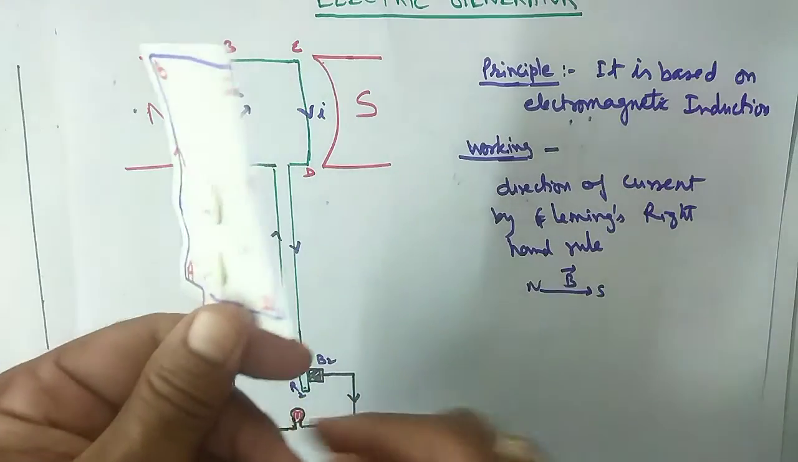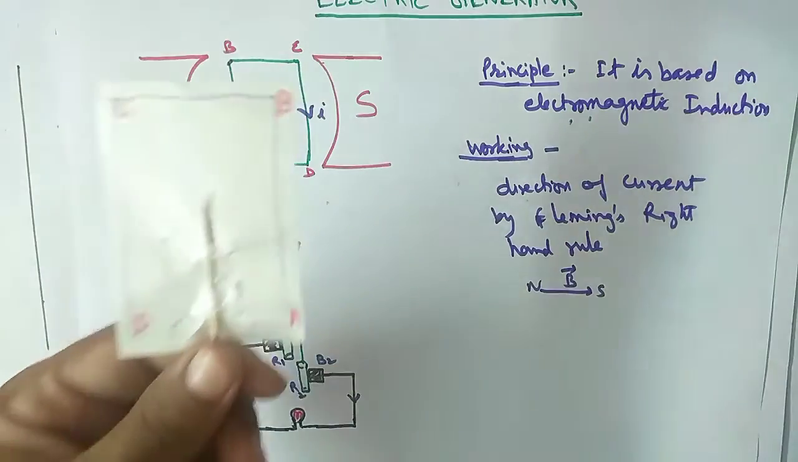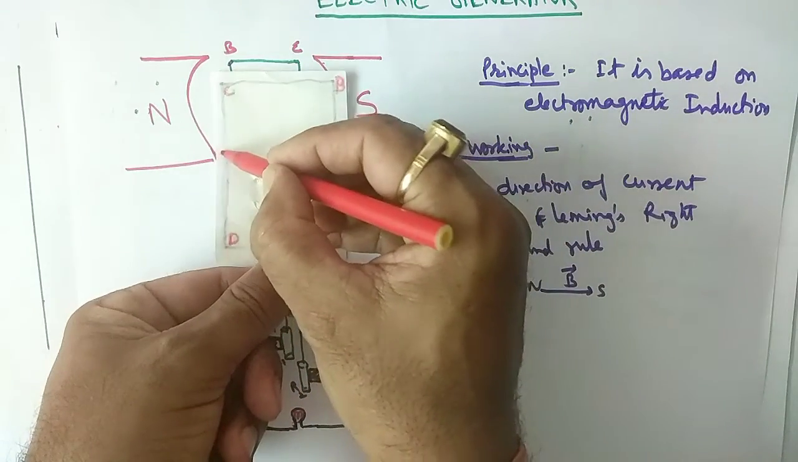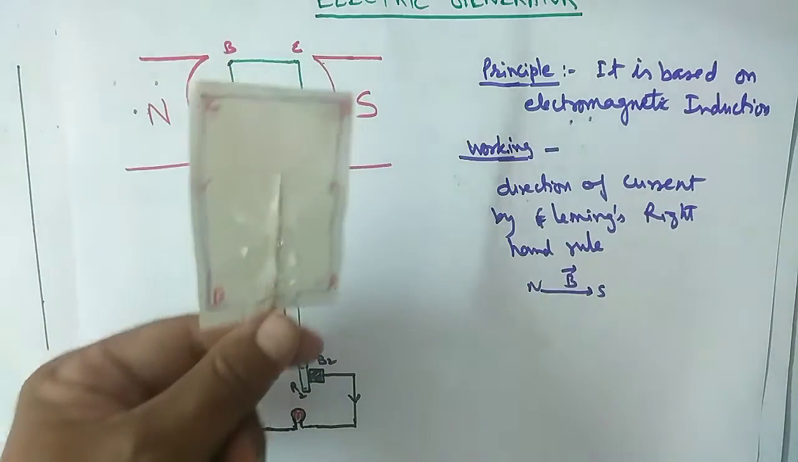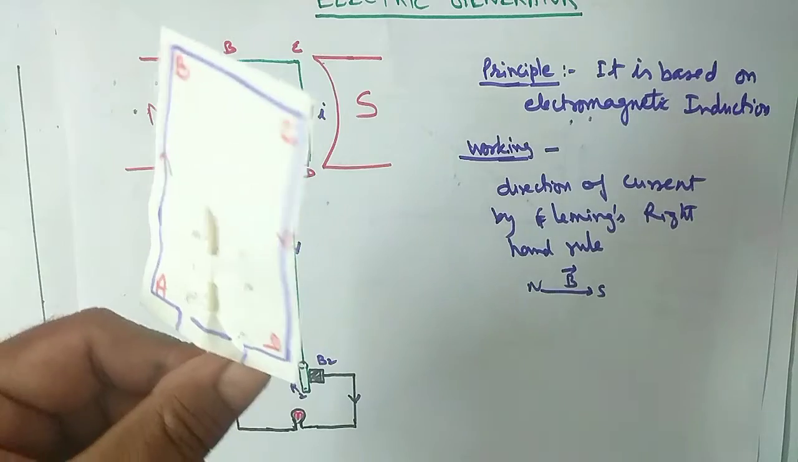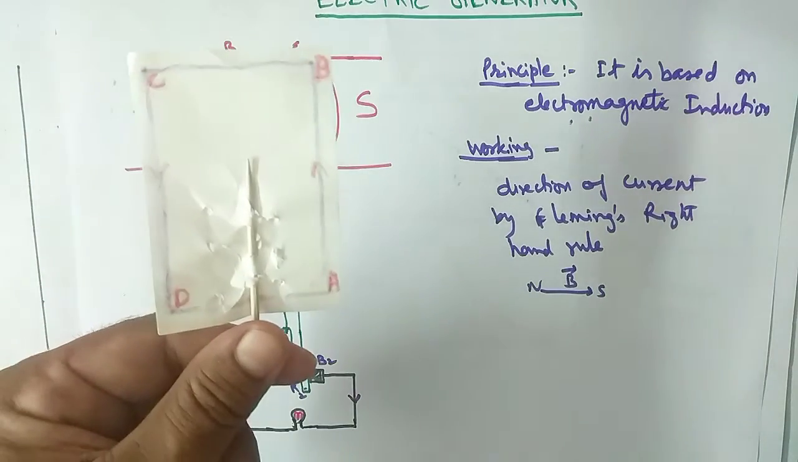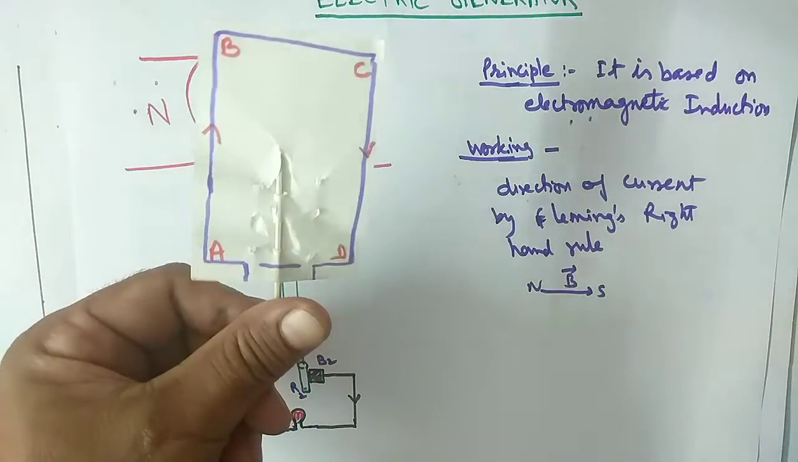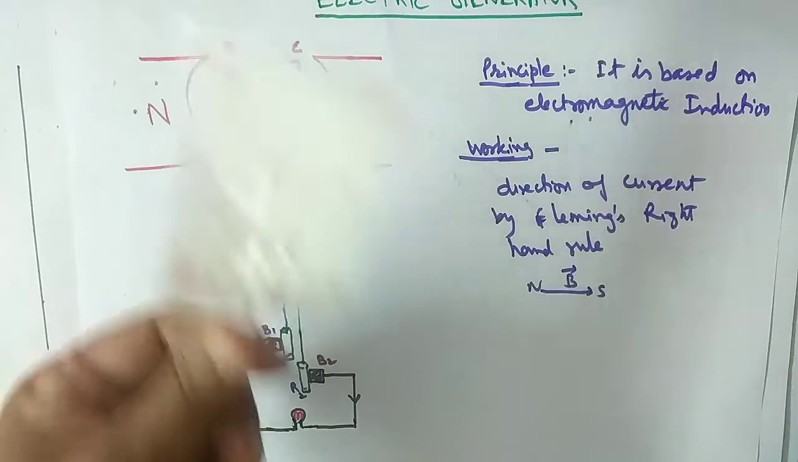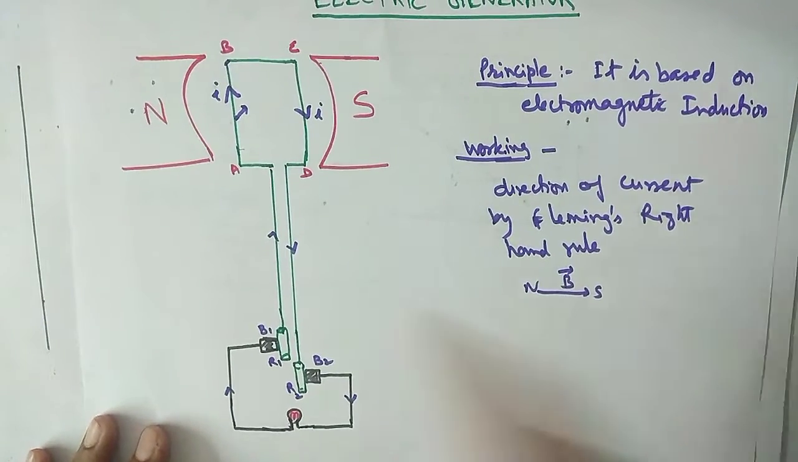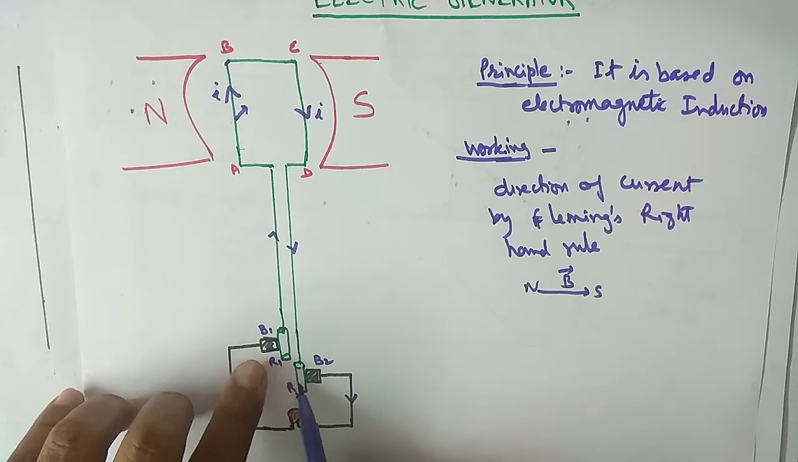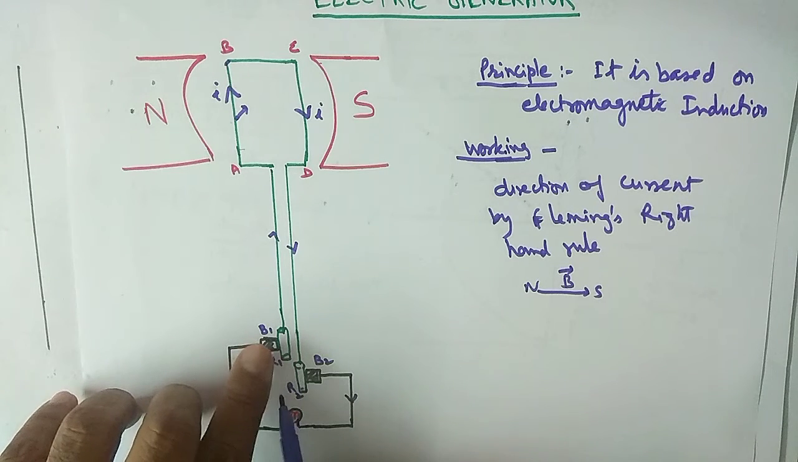Now after half cycle, what will happen? C to D, this is the direction of current, and this is the direction of current in AB. So after half cycle, the direction of the current will change. After every half cycle, the direction of the induced current will change. It will reverse.